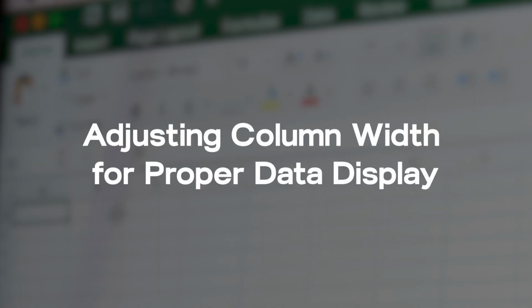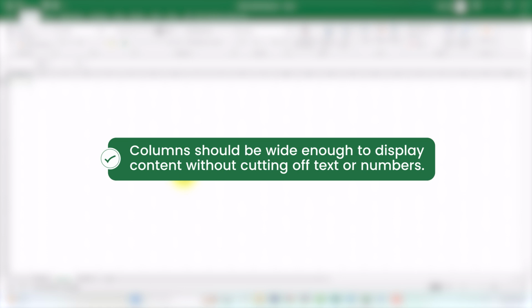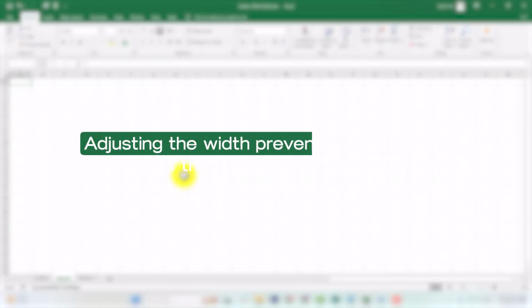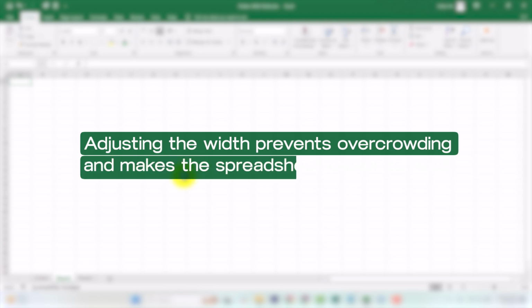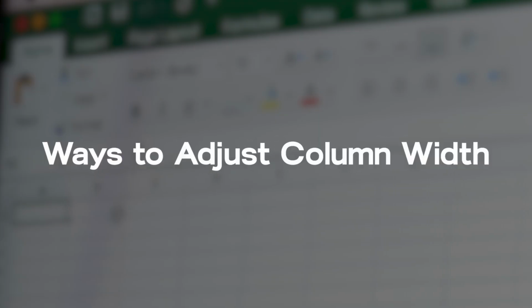Adjusting column width for proper data display. Columns should be wide enough to display content without cutting off text or numbers. Adjusting the width prevents overcrowding and makes the spreadsheet easier to read. Ways to adjust column width.